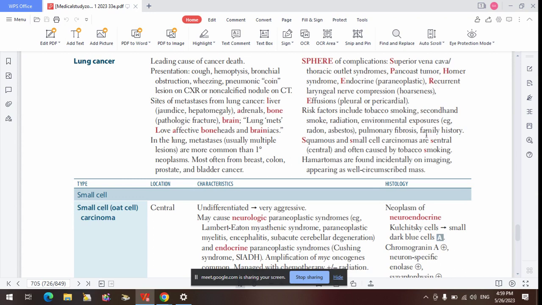Family history is also a risk factor for developing lung cancer. So what are the types? The very common ones that we know are squamous and small cell carcinomas.